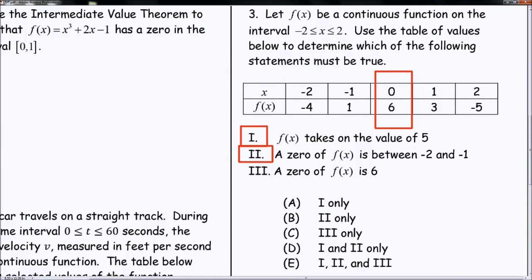And so they're trying to trick you. They're flipping the ordered pair on you. Instead of having 6, 0, they put in the table 0, 6. So please be careful with that. They're going to try to trick you. So number 3 is not true. So in this case, D will be the correct answer.